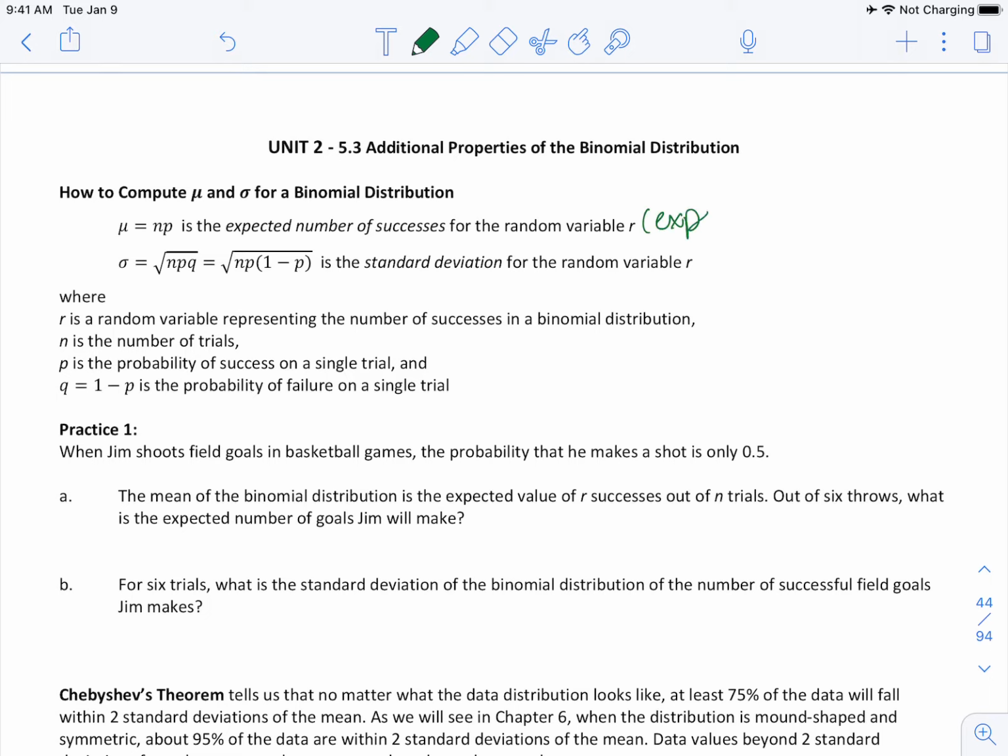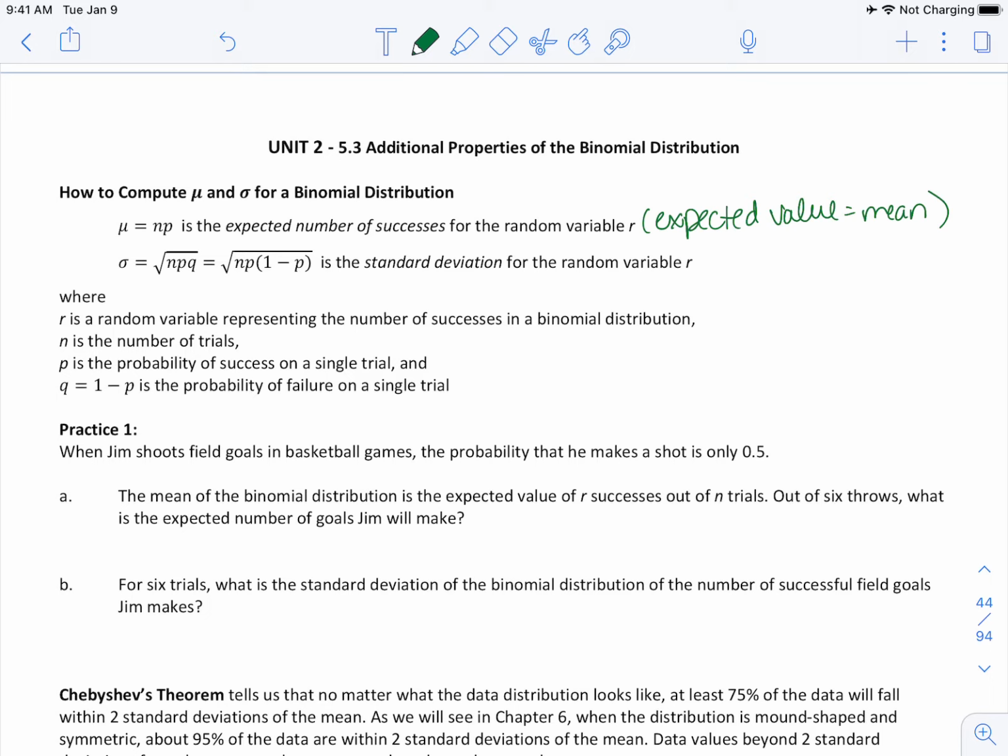Remember, expected value is equal to the mean. Sigma equals the square root of n times p times q, or the square root of n times p times 1 minus p, and that's our standard deviation for the random variable r. So this is where r is the random variable, n is trials, p is probability of success, and q, or 1 minus p, is the probability of failure.